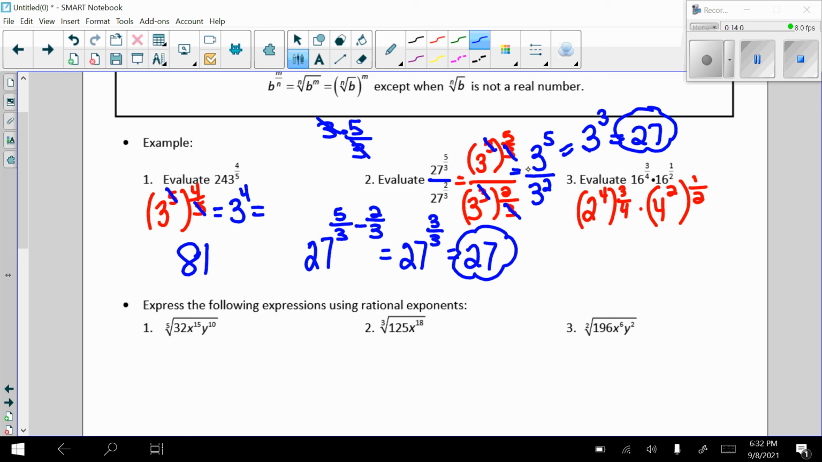Okay? Number three, I did a little rewrite. And what I noticed is the first 16 was being raised to the 3/4 power. So I wanted to express it using something to the 4th power. And the second 16 was being raised to the 1/2 power, so I wrote it as 4 squared. The whole reason I did that, cancel, cancel. And over here, cancel, cancel because of the multiplying. So what I'm left with here is 2 cubed. Well, 2 cubed is 8. And here I'm left with 4 to the 1st power, which is just 4. 8 times 4 is 32.